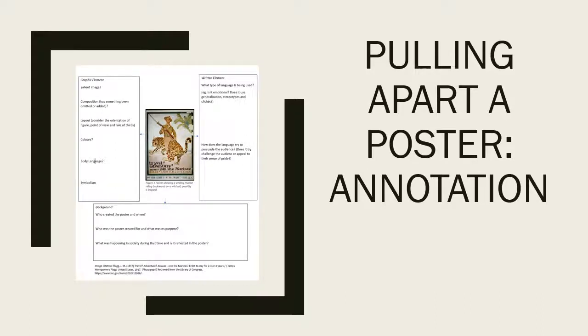The body language of the soldier, he is casually sitting on this leopard, showing that he is not afraid, showing that he's very daring, and he's very comfortable in this position. He's almost challenging the viewer. The symbolism in this image, well, a leopard is obviously symbolic of danger, and him sitting atop a leopard shows that he is a daring and courageous man. The written element, so let's look at what it says.